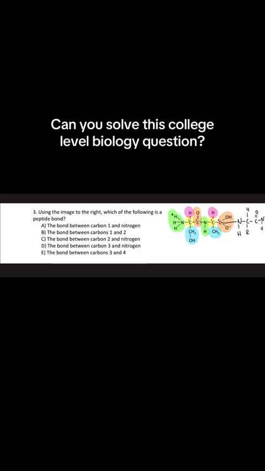And so the answer choices are, A, the bond between the carbon 1 and nitrogen. So that's talking about this right here. Those two are part of the same amino acid. Peptide bonds only connect different amino acids to each other. So this is not the correct answer.